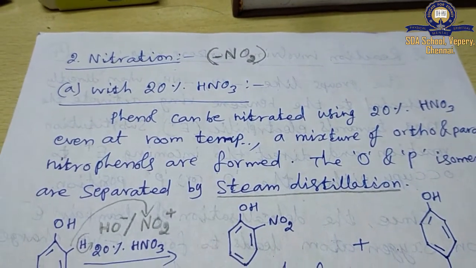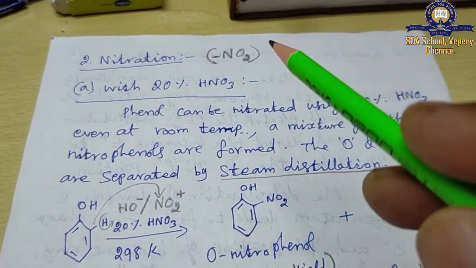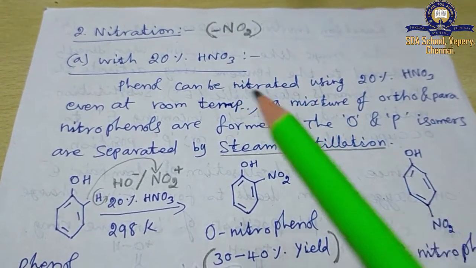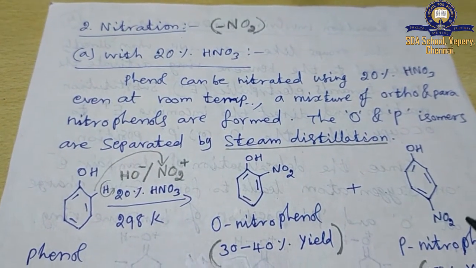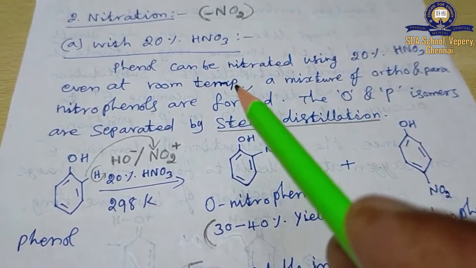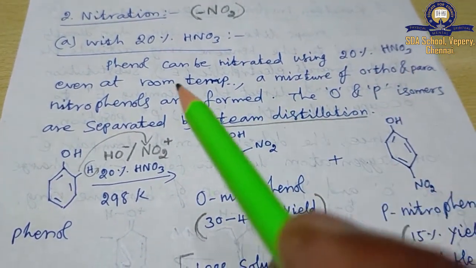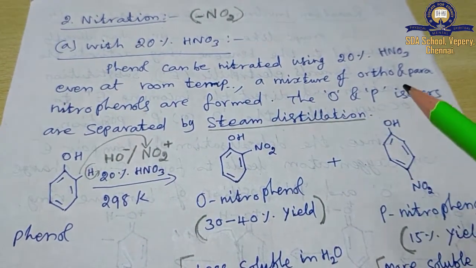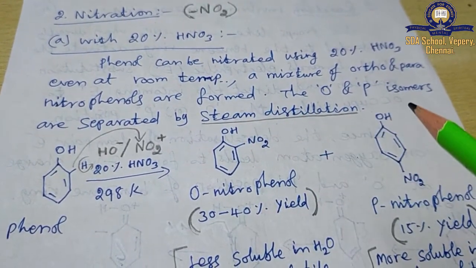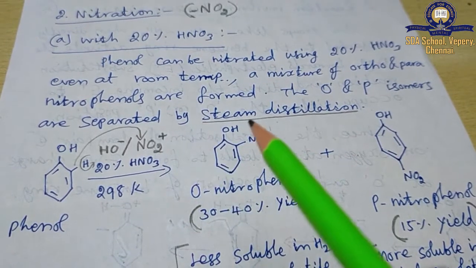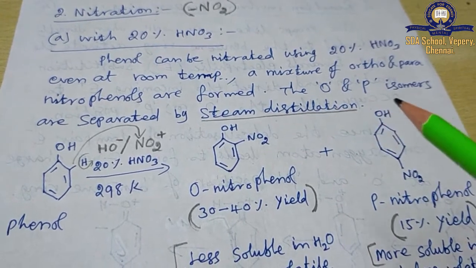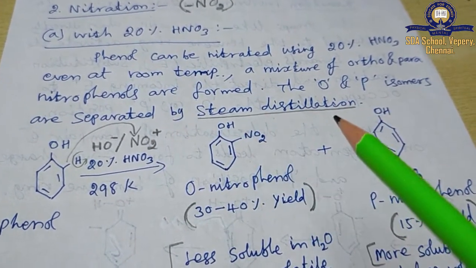And the second reaction, nitration, that is addition of an NO2 group. Here the nitration takes place under two different conditions, or we can say with two different reagents. The first one is with 20% nitric acid. Phenol can be nitrated using 20% nitric acid even at room temperature. A mixture of ortho and para nitrophenols is formed. The ortho and para isomers are separated by steam distillation. Take care, this is for one word. The formed ortho and para isomer mixture is separated by steam distillation.